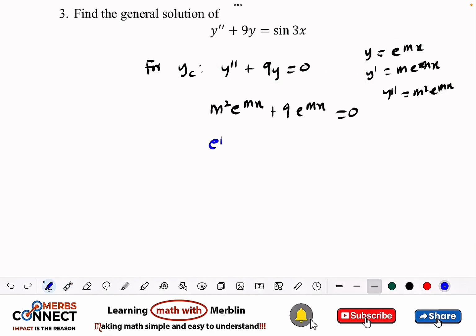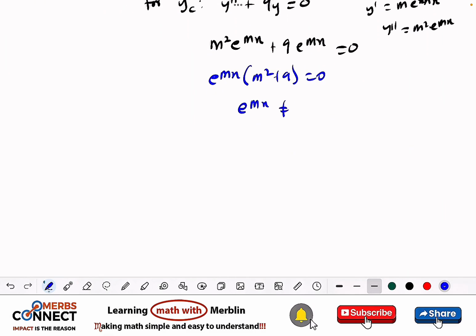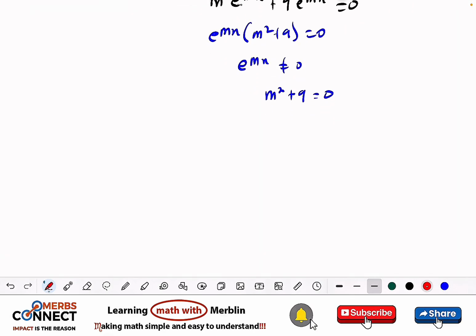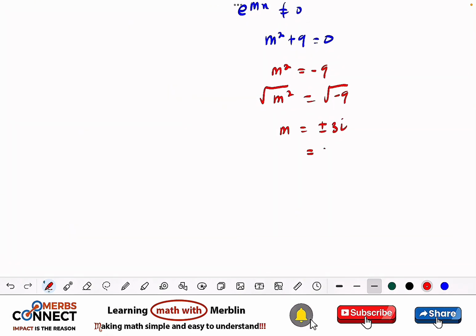Factor this out: e to the power mx times m squared plus 9 is equal to 0. Then e to the power mx is never 0. It means that m squared plus 9 is equal to 0. And we are going to have m squared is equal to minus 9. Then the square root of m squared is equal to the square root of minus 9, and this is equal to plus or minus 3i, which is of the form 0 plus or minus 3i, that is, u plus or minus vi.